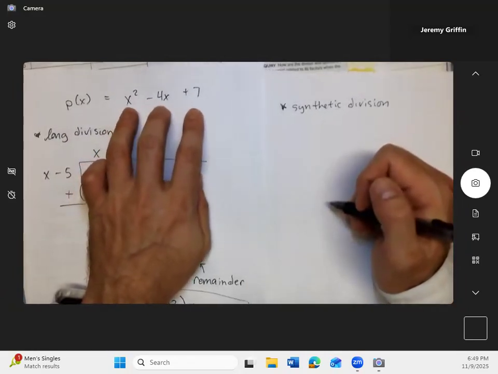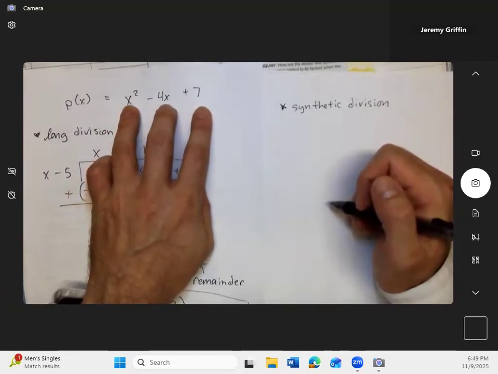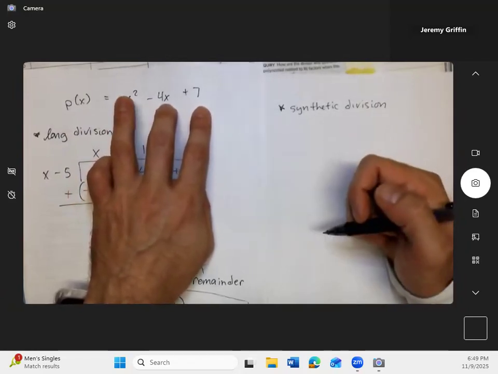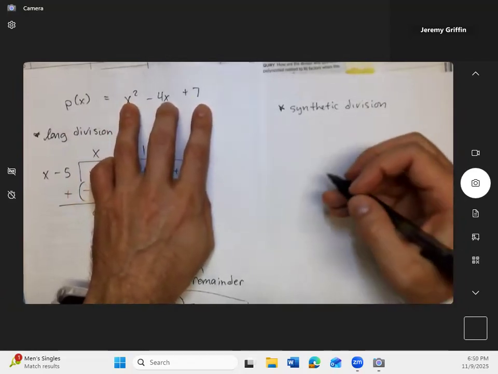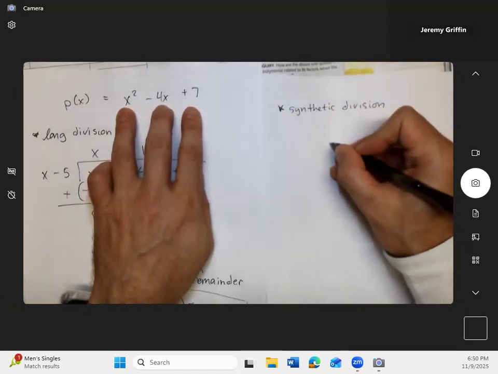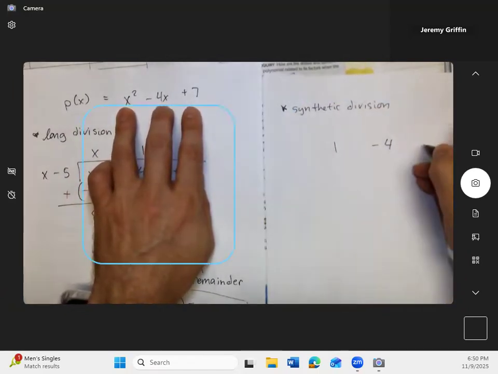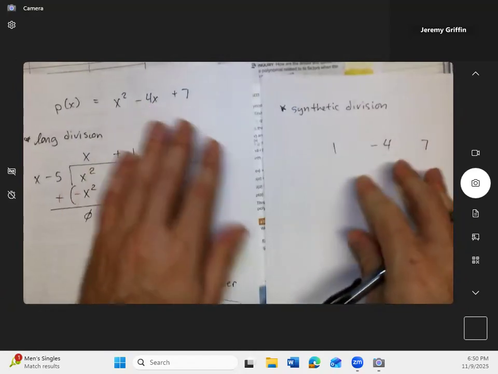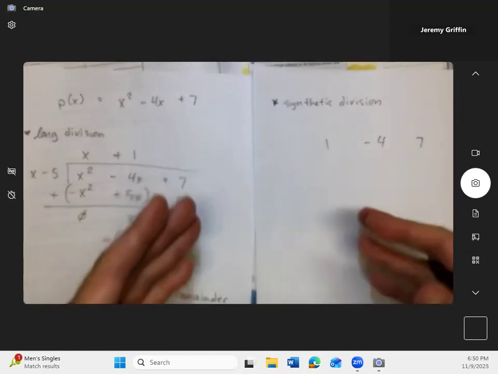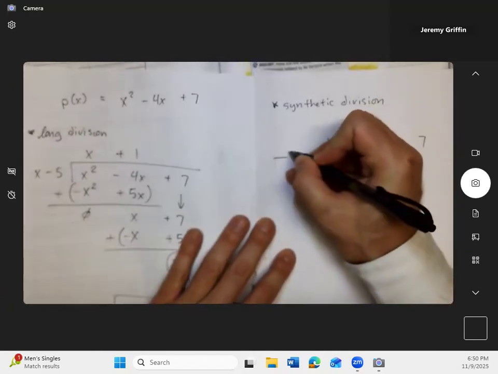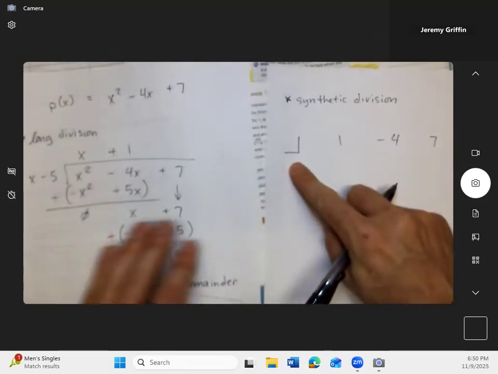Now, I do see that the power of x does decrease by 1. Like we didn't skip the power of x. We got x to the 2, x to the 1, x to the 0. So I can copy the coefficients, which are 1, negative 4, and 7. Remember, with synthetic division, I haven't written anything about x. It's sort of implied there. And then when I divide by, I'll put this box over here.